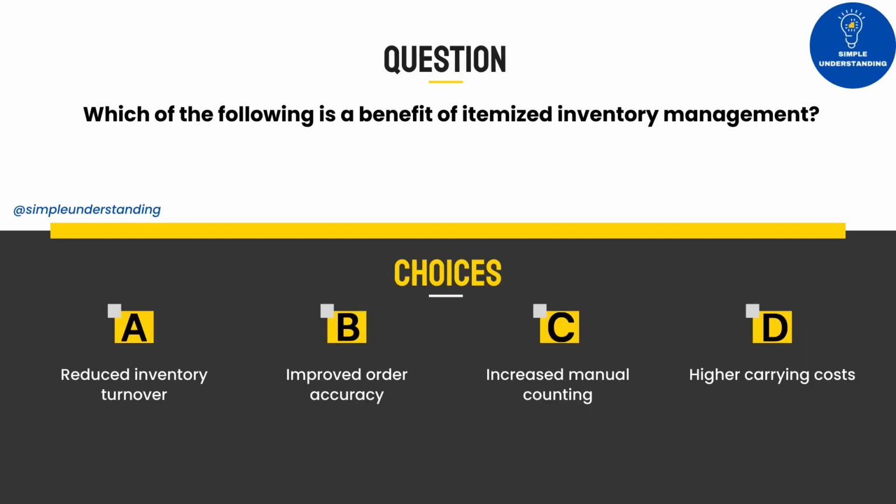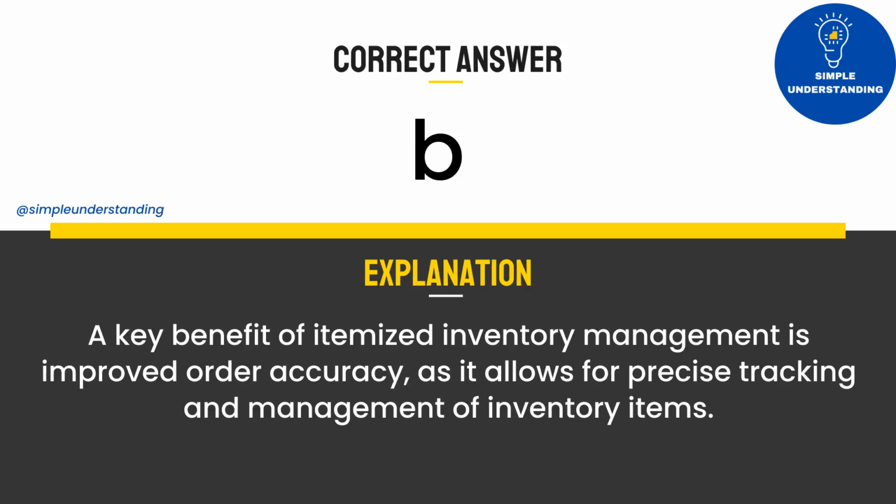6. Which of the following is a benefit of itemized inventory management? A. Reduced inventory turnover. B. Improved order accuracy. C. Increased manual counting. D. Higher carrying costs. Correct answer, B. Overall explanation. A key benefit of itemized inventory management is improved order accuracy, as it allows for precise tracking and management of inventory items.